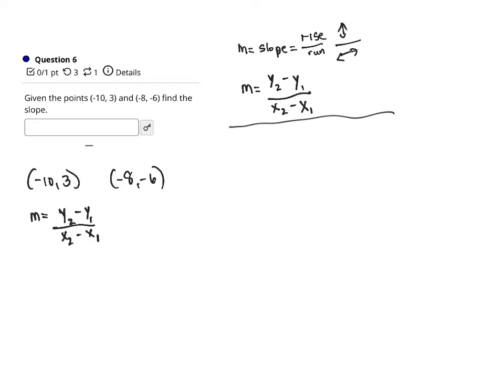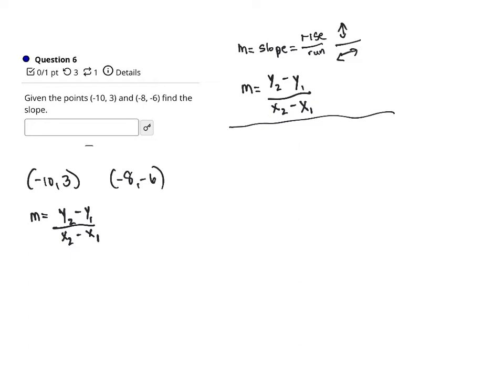M equals y sub 2 minus y sub 1 divided by x sub 2 minus x sub 1. Those are subscripts, they're not exponents. So it's saying y from the second ordered pair minus y from the first ordered pair, x from the second ordered pair minus x from the first ordered pair. The main thing to make sure is if you start with an ordered pair for your y, you have to start with the same ordered pair for your x.